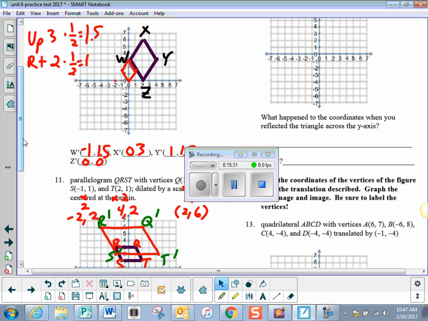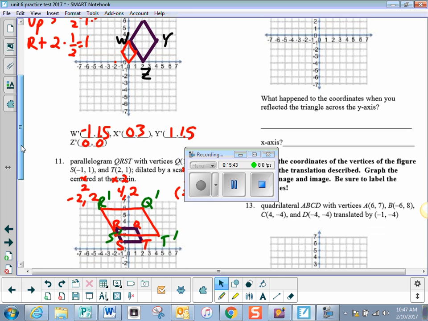These should be half of that. So, because how far is Z from there? 4 units. What's half of 4? 1, 2. Oh, that might be the problem right there.